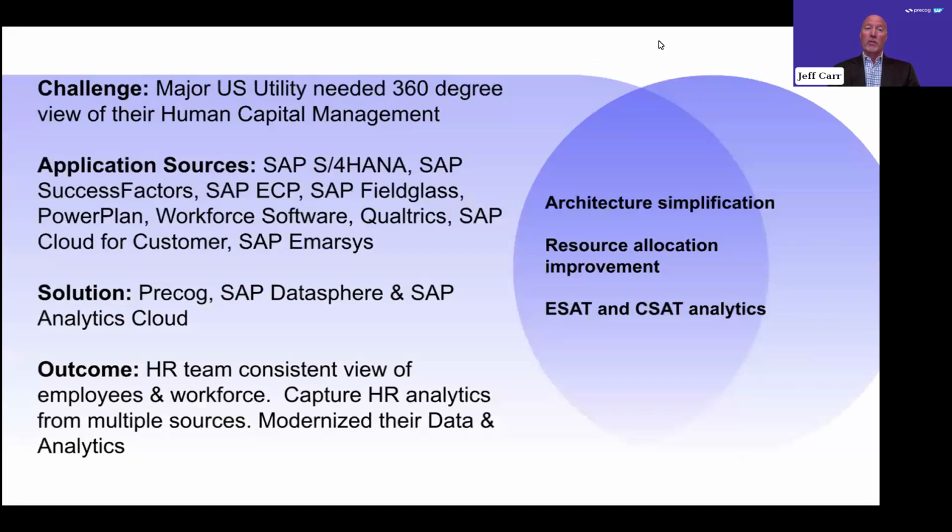The first one we'll talk about is a major US utility. This is a large utility company. They needed to get a 360-degree view of their human capital management. As you would expect, utility companies are very people-intensive, whether it's people out working on the lines or in the plants or even business people.